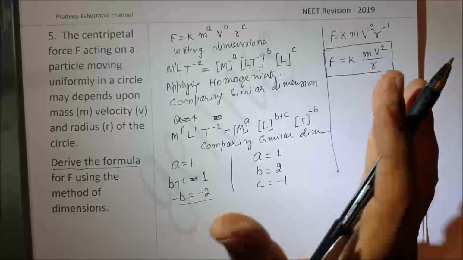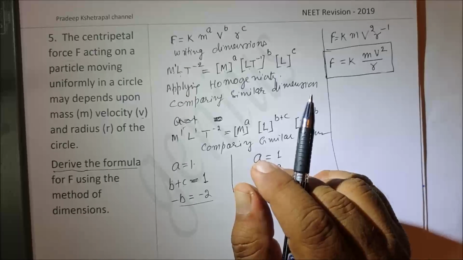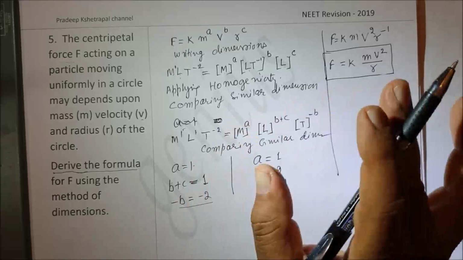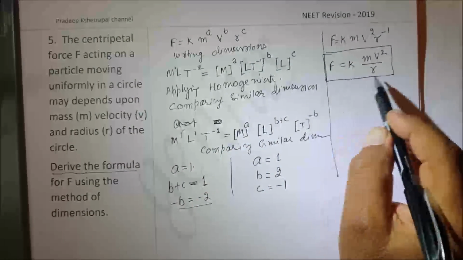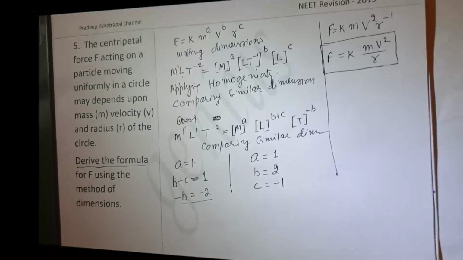Now you don't have to bother what happens to k. There are different methods to find k, and that is a limitation. In our dimensional method, we cannot find the value of k in dimensions. So we have to leave it, and this is our right answer. Okay, now we go to the next question.